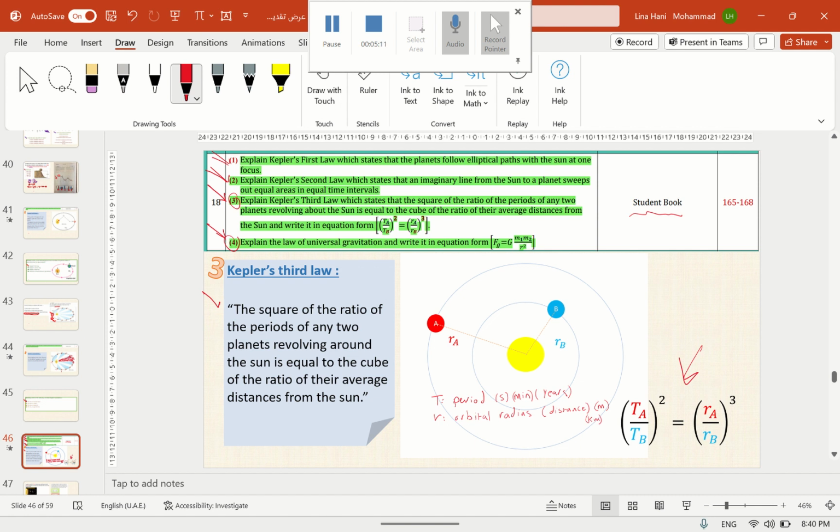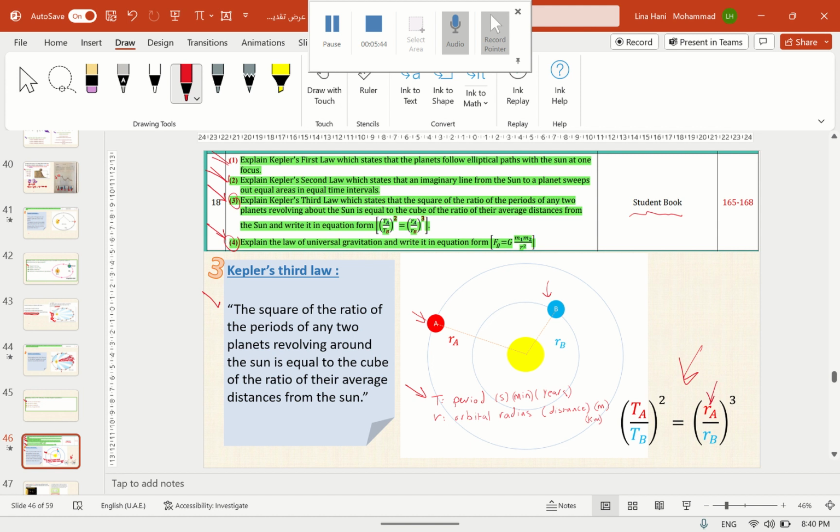So T here represents the period of the planet. It's how much time it takes the planet to make one cycle around the sun. And TA is the period of planet A, and TB is the period of planet B. The period can be measured in seconds, years, days. You don't need to convert any of them because most likely both of them will have the same unit, and because they're divided on one another, the units cancel.